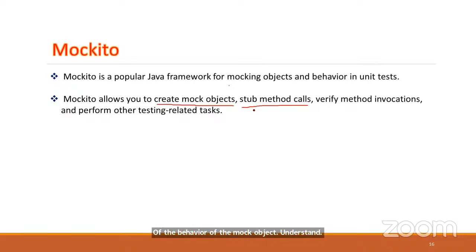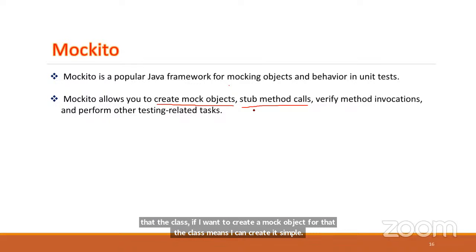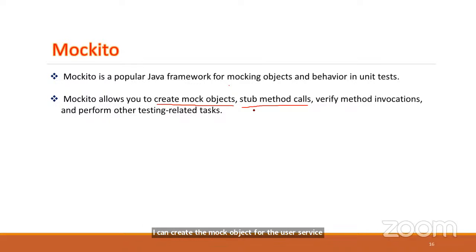Let us say, for example, UserService is a class, sir. If I want to create a mock object for that class, I can create it. Simple. I can create the mock object for the UserService class. What is the advantage of mocking that class? I would like to invoke the methods of our mock class. For that you need to define the behavior of the methods of our mock class, that is called stub method calls.